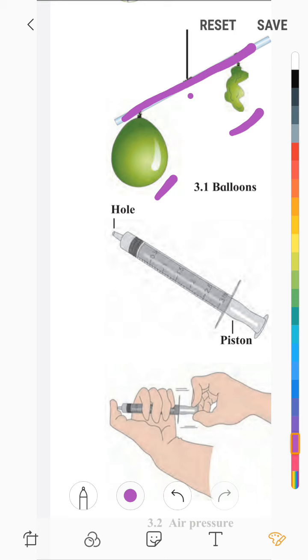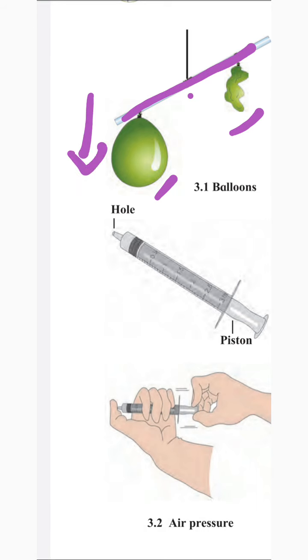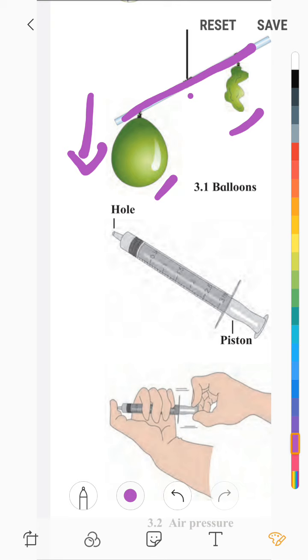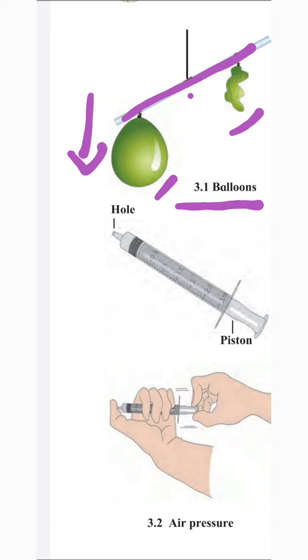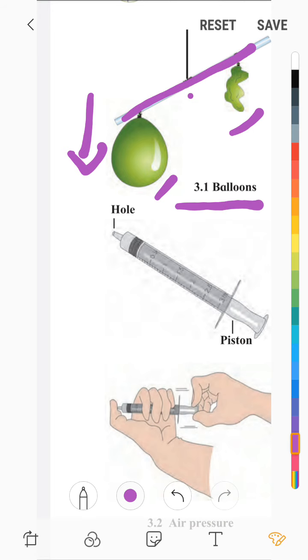Now remove one balloon, inflate it, and tie it again at its original position. Does the stick remain horizontal? The stick goes down on the side of the inflated balloon. This means that the air has weight. You can say that air has weight and air is a mixture of gases. Therefore, like all other matter, it has mass and weight.